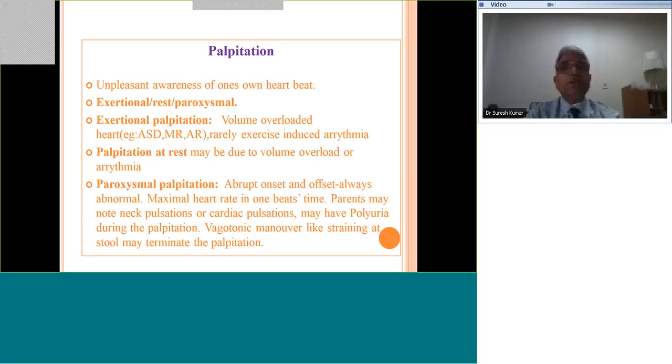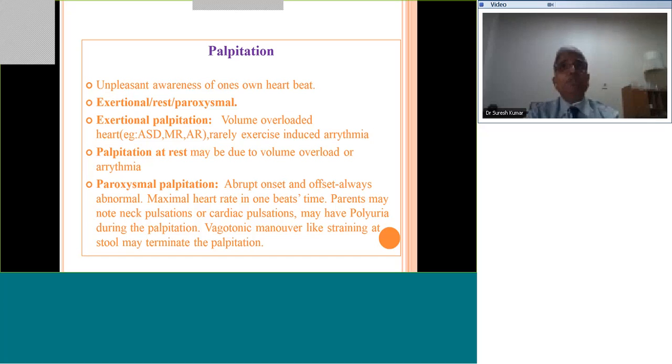Palpitation at rest may also occur due to volume overload, especially when the patient is lying down and turning to the left side. The dilated left ventricle is brought into contact with the chest wall, and the patient becomes subjectively more aware of his own cardiac activity. That's palpitation at rest.